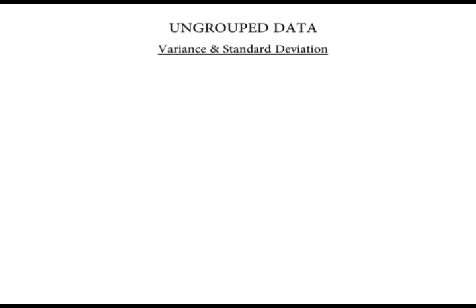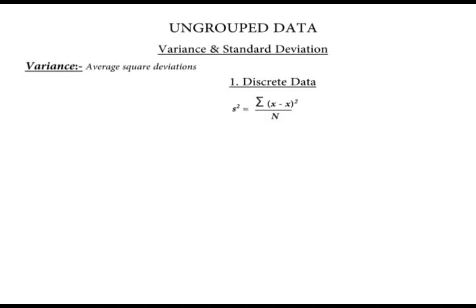Next, variance and standard deviation. Now, variance is the average of the square of the deviations from the mean. Variance is equal to summation of x minus x bar squared over n for discrete data. Notice from the formula that because we are squaring the deviations, the negative sign will be eliminated.